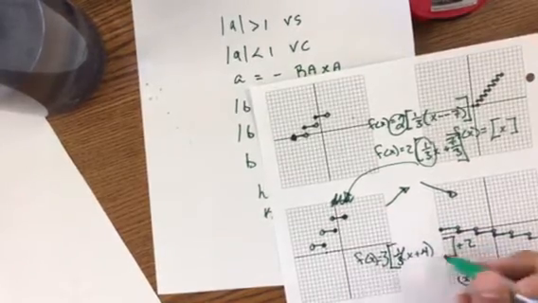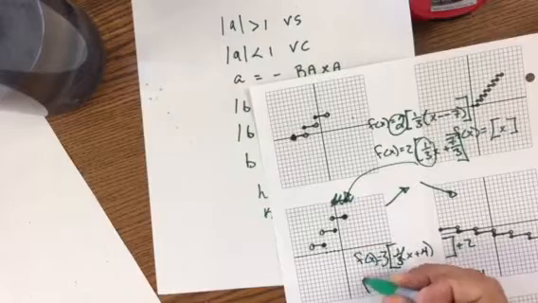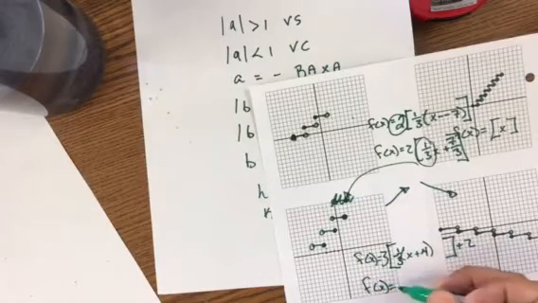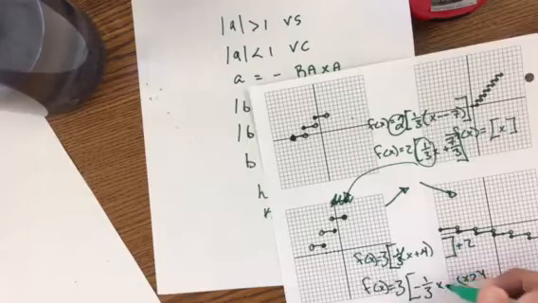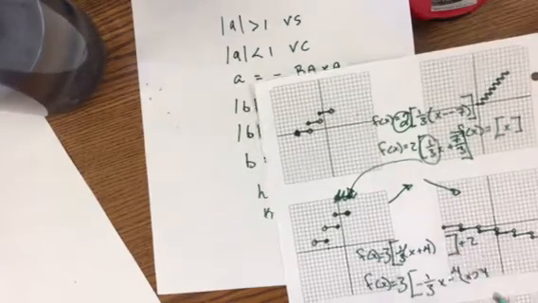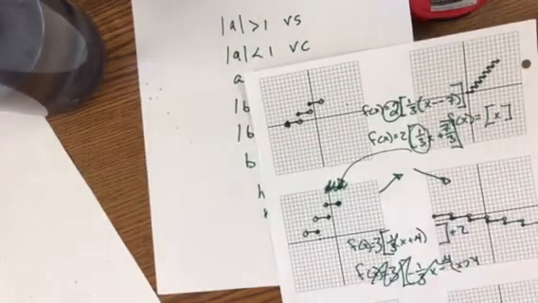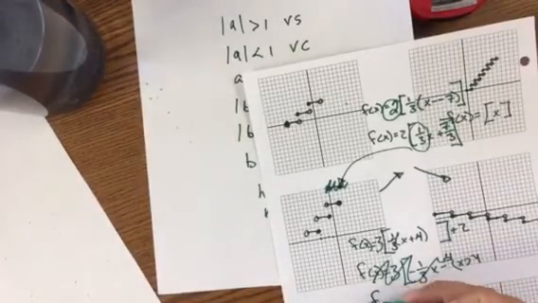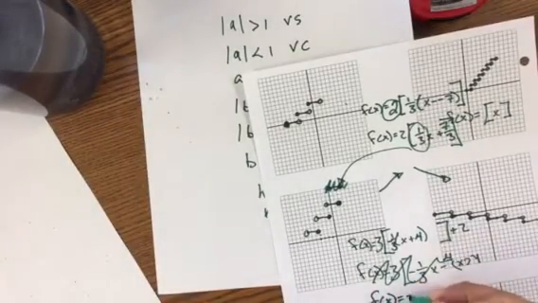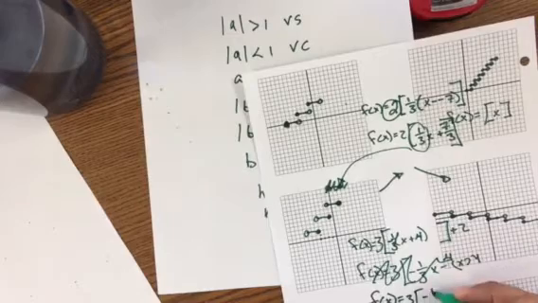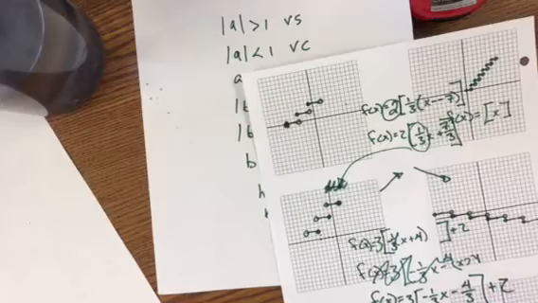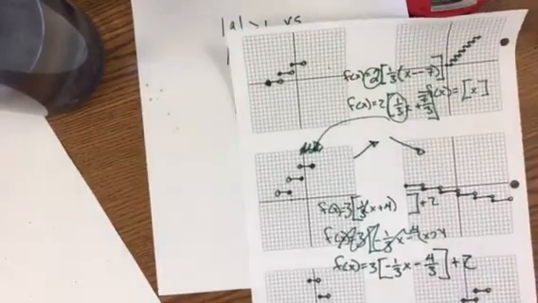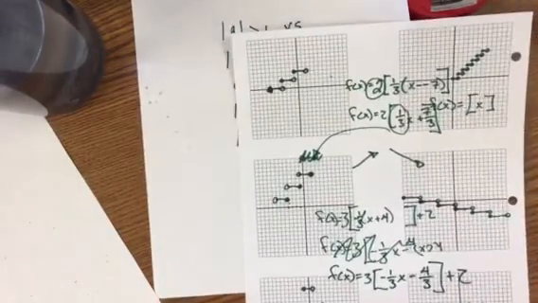I'm going to simplify by distributing this out. I need somewhere clean to write. f of x equals 3, greatest integer 1/3 x minus 4/3 plus 2. Okay? And then I'm going to show you how to graph a couple.